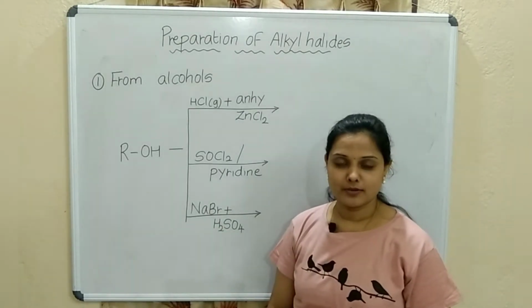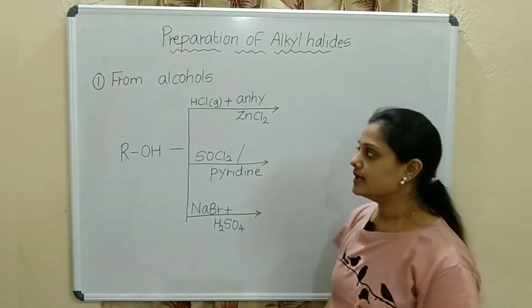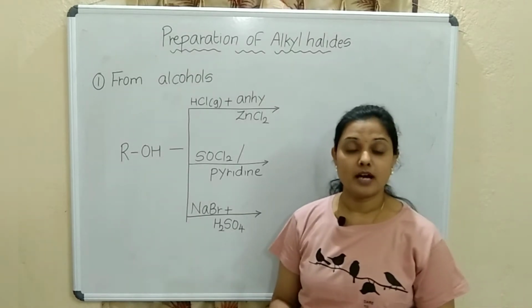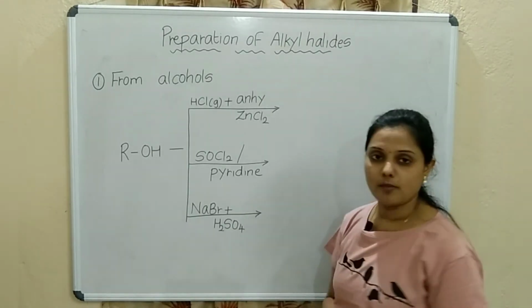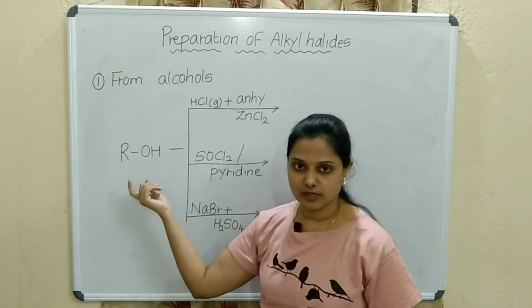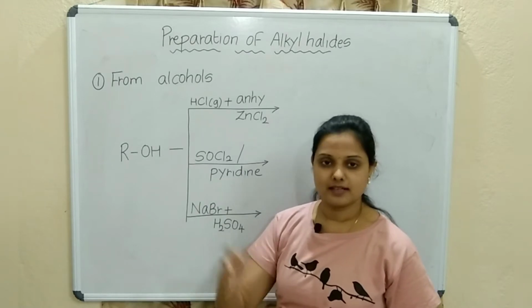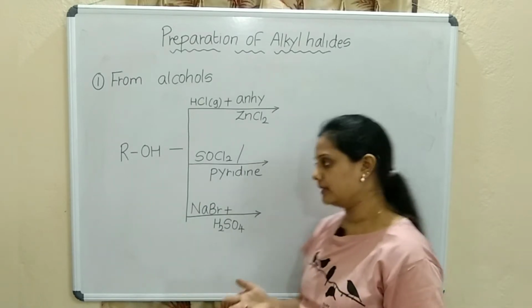Today we are going to see the preparation of alkyl halides, how it is prepared. The first preparation is from alcohols. We know the general formula of alcohols, that is ROH. OH is the functional group here. R is any alkyl group, CH3, CH2, CH2 like that, fine.